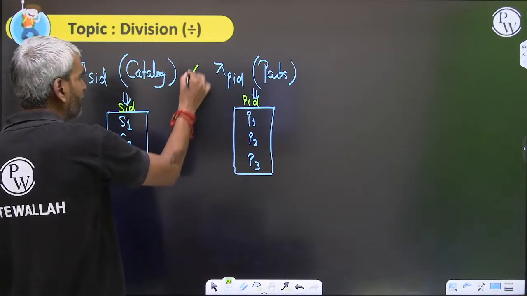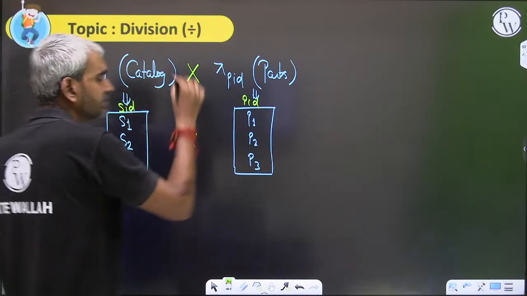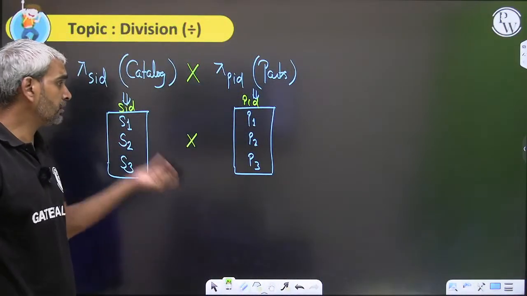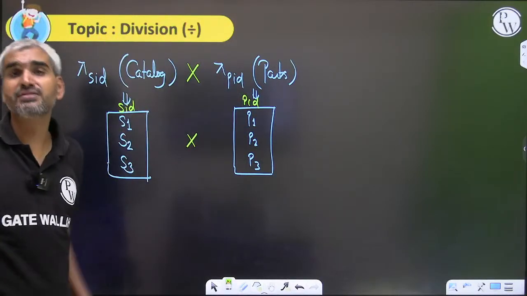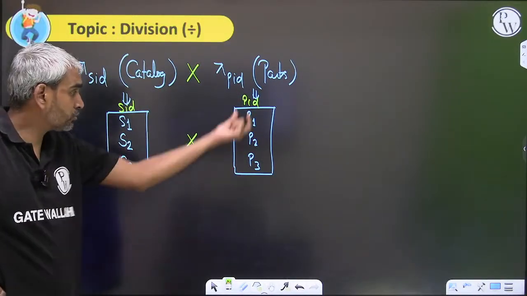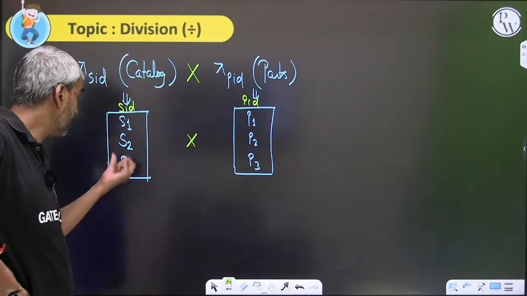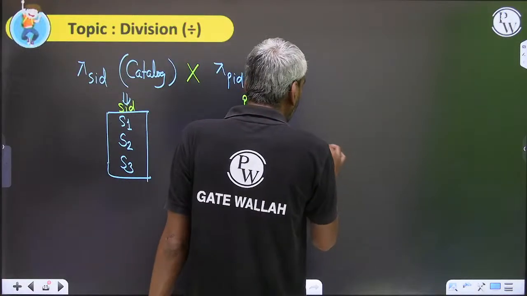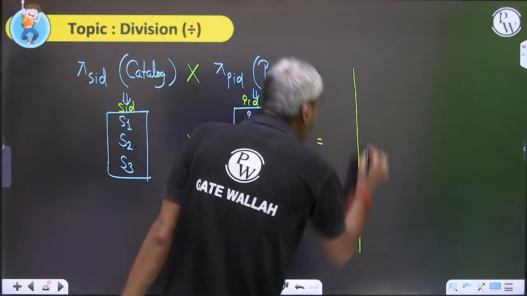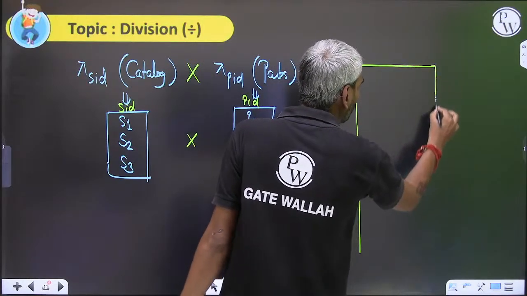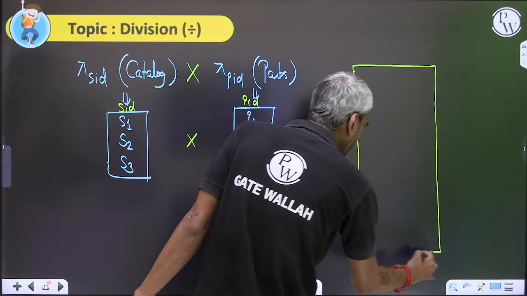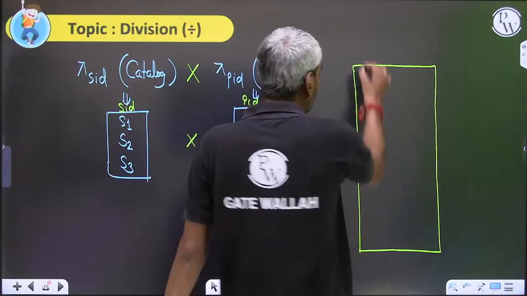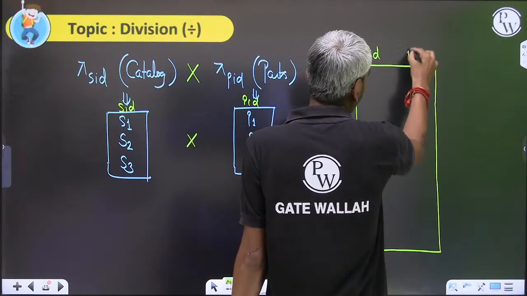Now my question is, if I perform the cross product of these two relations, what will happen? S1 will be associated with all the PIDs present in the part table. Similarly, S2 will be associated with all the PIDs present in the part table, and S3 will also be associated with all the PIDs present in the part table. So the output of this will be a relation in which every SID present in the catalog table is associated with all the PIDs in the part table. So here you will get SID and PID.